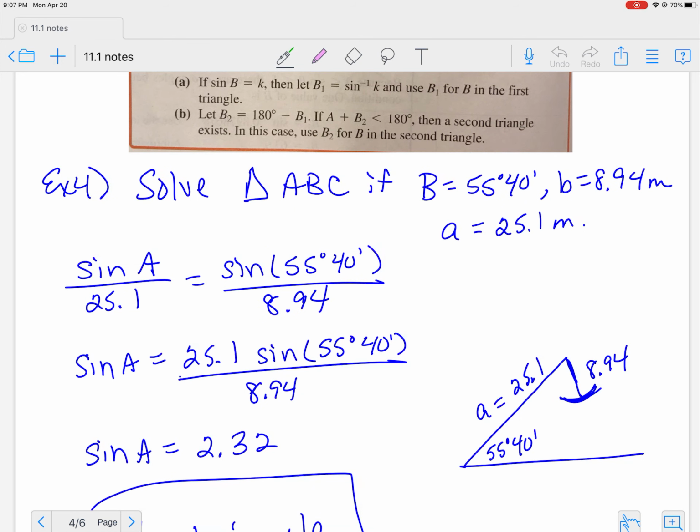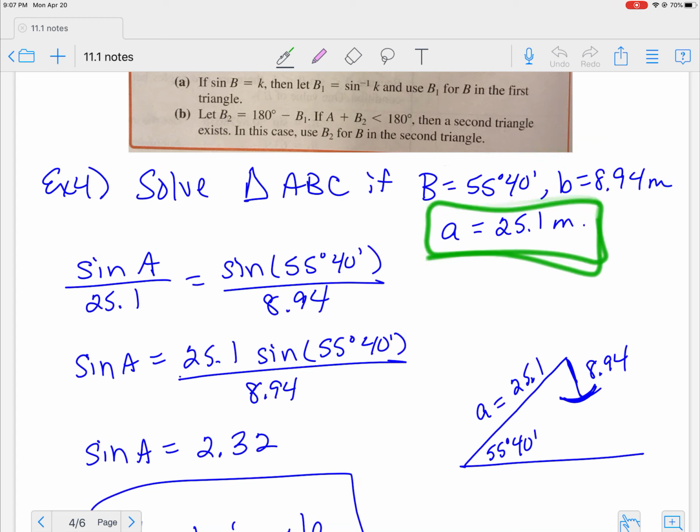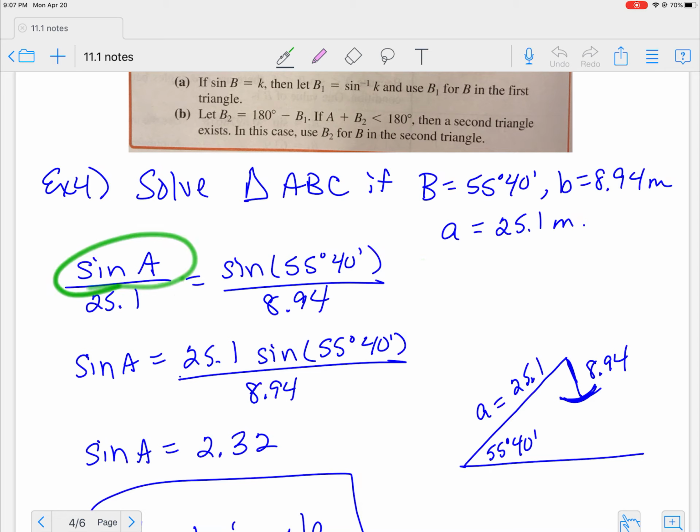Okay, so let's try this on. Here, I have the sine of A, because if I'm looking at my matchup, right, I have this match, so the next thing I need to find is the angle that goes with A. So, set it up. Cross multiply that. I've got the sine of A equals, if you multiply by that 8.94, you know you're dividing here.